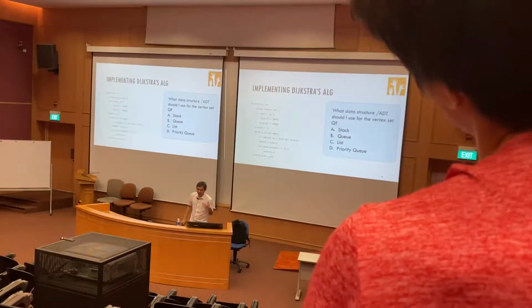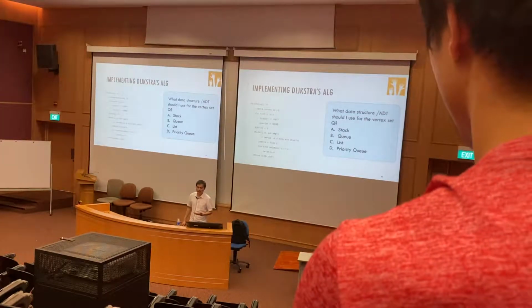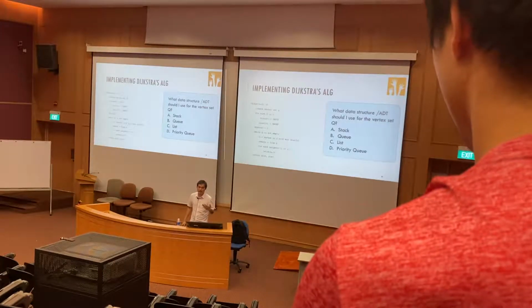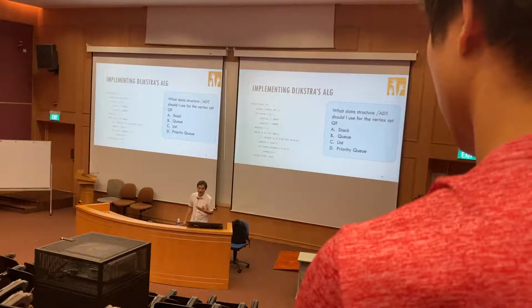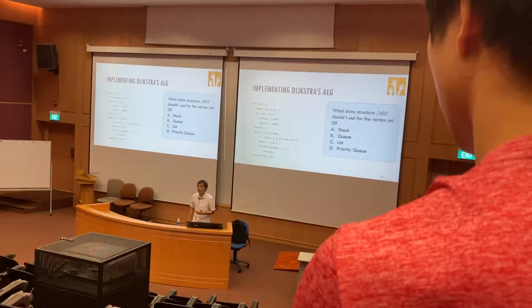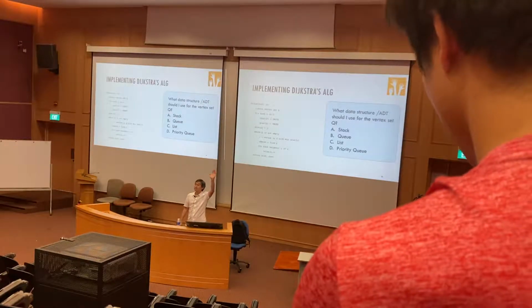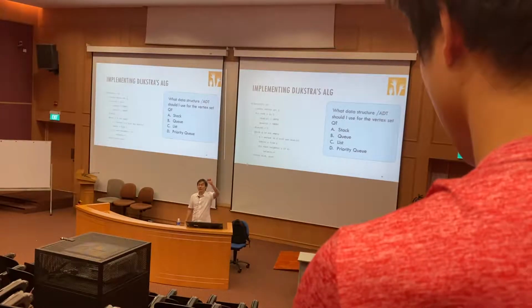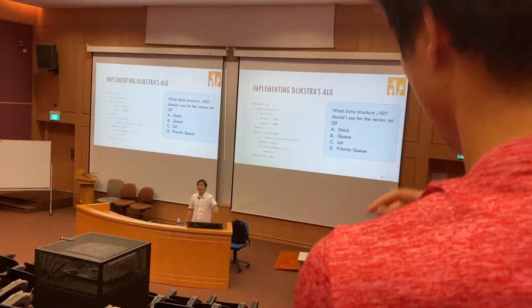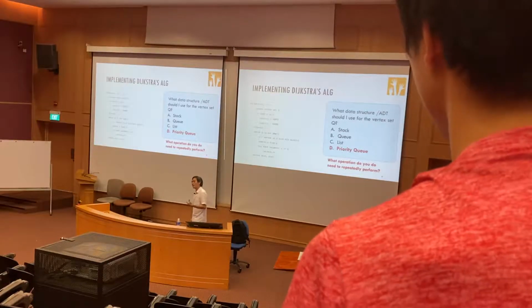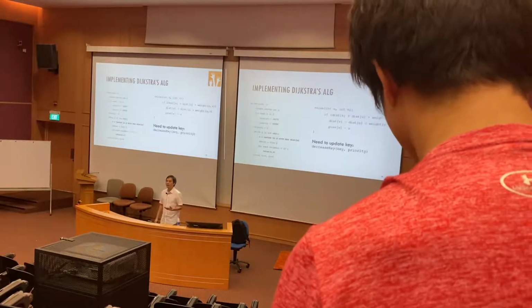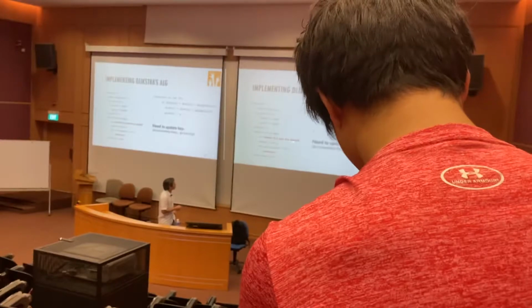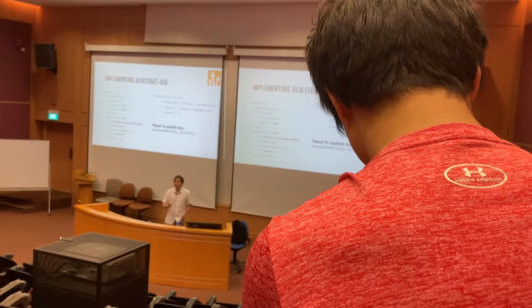Here's the question. What data structure or ADT should I use for the vertex set Q? Should I use a stack? A list? A priority queue? The answer is priority queue. Why priority queue? Look at the operation that you're performing. We're always trying to find the vertex with the minimum distance estimate.